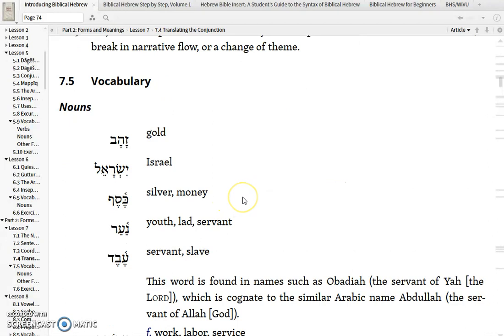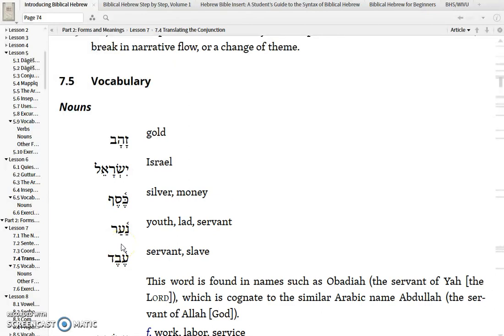Let me move on, go over the vocabulary. The word for gold is zahav. Don't have a whole lot to say about that. The word for Israel is Yisrael. You get all those syllables in there. Notice that it's a sin, not a shin. Yisrael. And then silver is kesef. Silver by metonymy can also mean money. So since silver was used as money, it becomes a synonym for money.